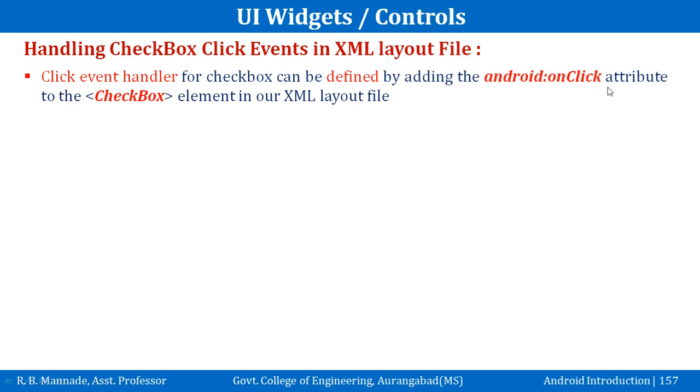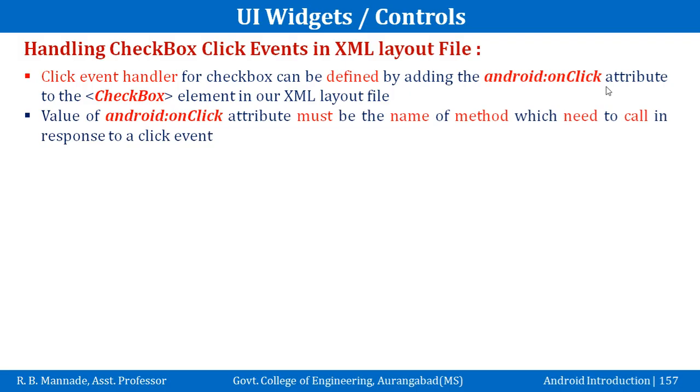And what should be the value of this onClick attribute? The value of this onClick attribute must be the name of the method or function which needs to be called in response to the click event. It means whenever the user selects or deselects a particular checkbox, whatever method name is set to this onClick attribute, that method should be called, and it's the responsibility of the Android developer or Android programmer to define or implement such a function with the same name as the name set to this onClick attribute of the checkbox.